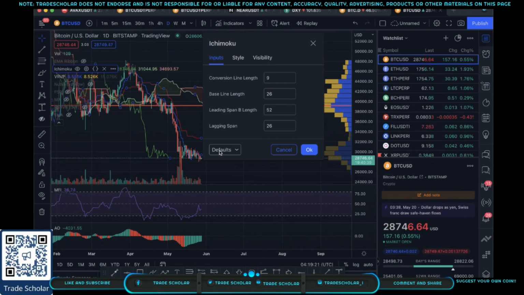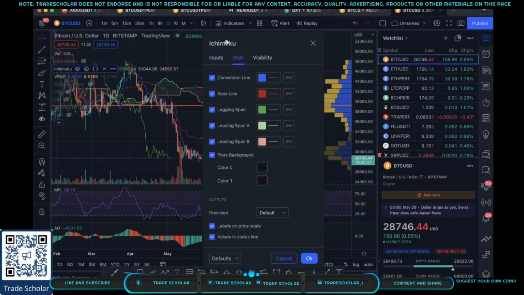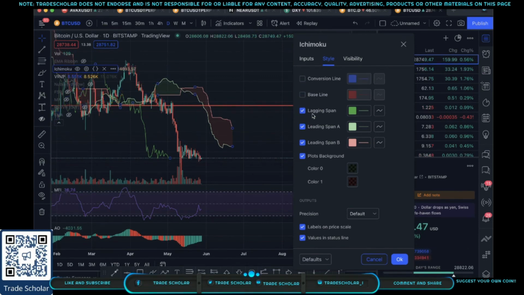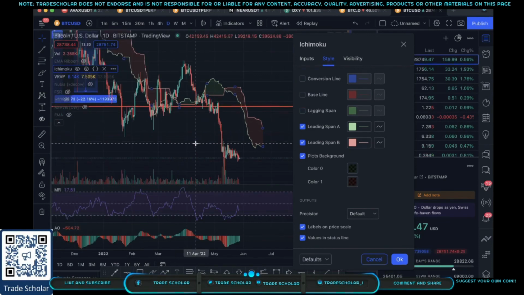Just the default. If you want to remove the lines like Tenkan-sen and Kijun-sen, you just remove the conversion line and the base line. If you also don't want to see the lagging span, you can have a clearer chart. So you can remove the lagging span and just leave the cloud. That's also fine. But for added support and resistance, you can always add these two.